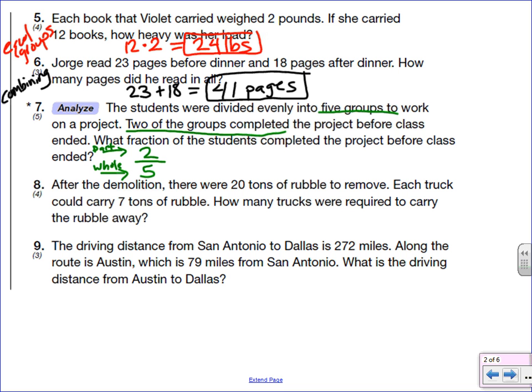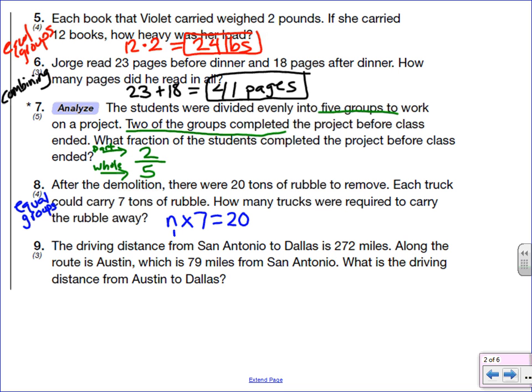After the demolition, there were 20 tons of rubble to remove. Each truck could carry 7 tons of rubble. How many trucks were required to carry the rubble away? So this one's going to be equal groups again, from lesson 4. You have 20 tons of rubble to remove, that's your total amount of rubble. There are 7 tons that can go into each truck. We want to know the number of trucks required. So n times 7 would equal 20.